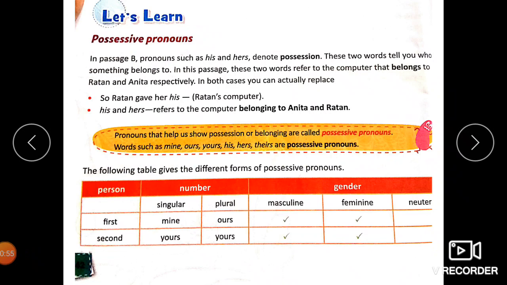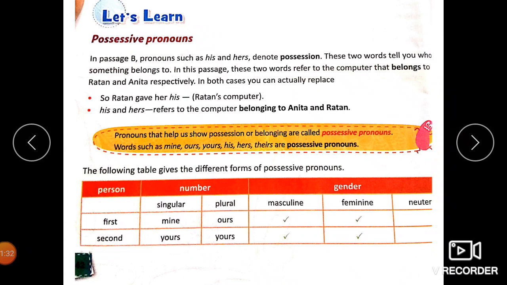Today, children, we shall learn what possessive pronouns are. A possessive pronoun is a word that shows possession or belongingness. So, definitely a pronoun which is used in order to refer to possession or belongingness is called a possessive pronoun. Now, let us see which words are used as possessive pronouns. Words such as mine, ours, yours, his, hers, theirs are used as possessive pronouns.